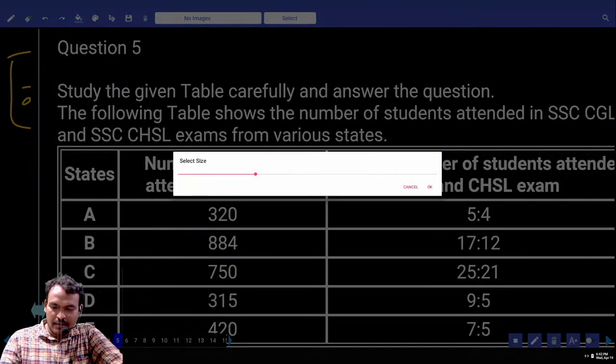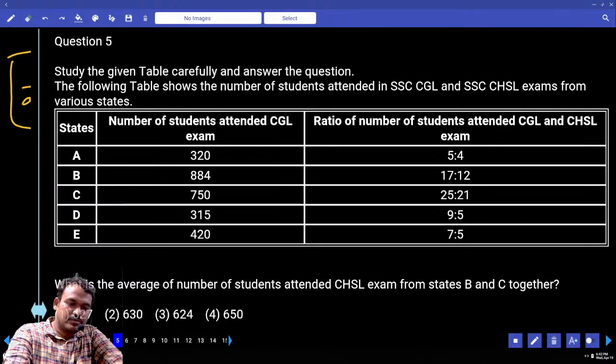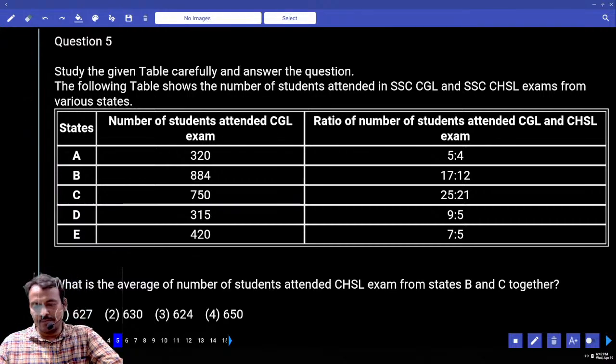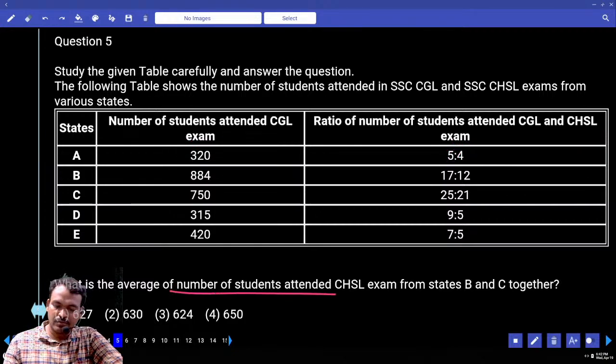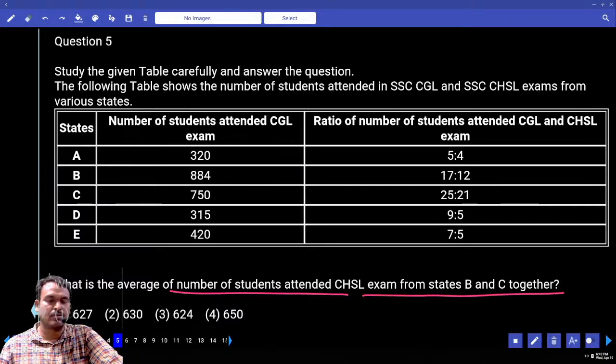Question number 5. Number of students attended CGL exam. The ratio of the number of students attended CGL and CSL exam is 5:4. Means 5 parts are given how much? 320. Then we get the 1 part value multiplied by 4. We get the CSL value. What is the question here? What is the average number of students attended CSL exam from states B and C together?